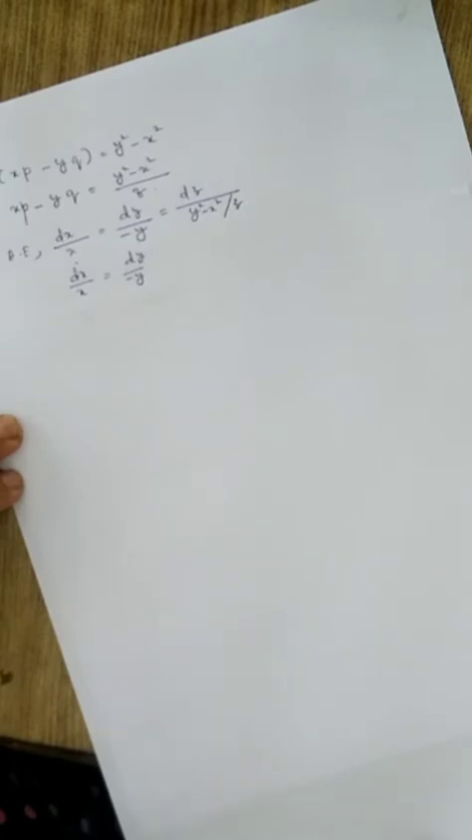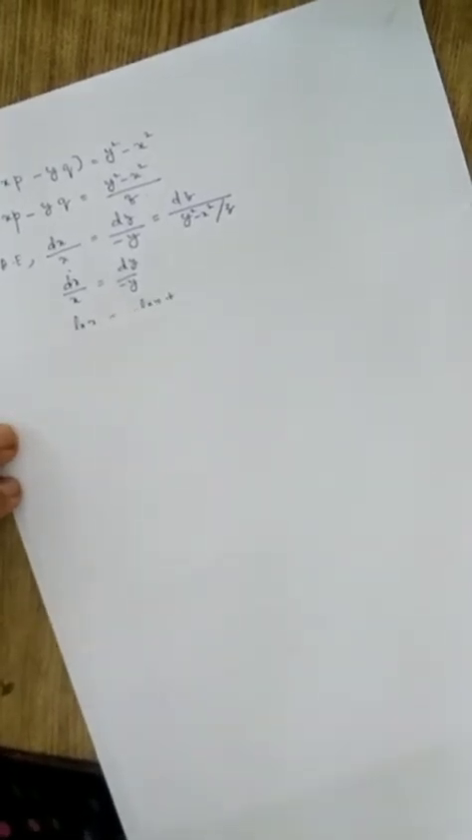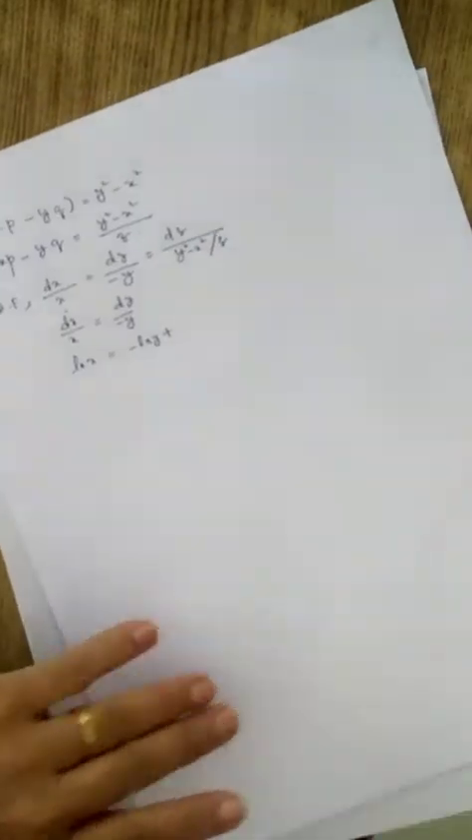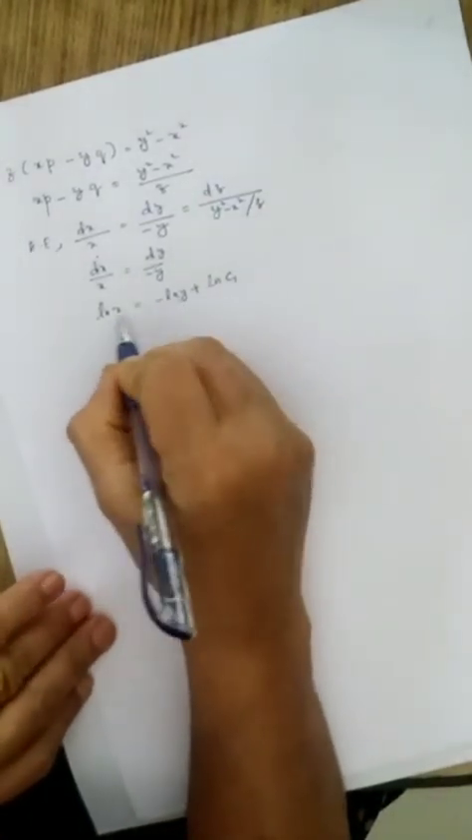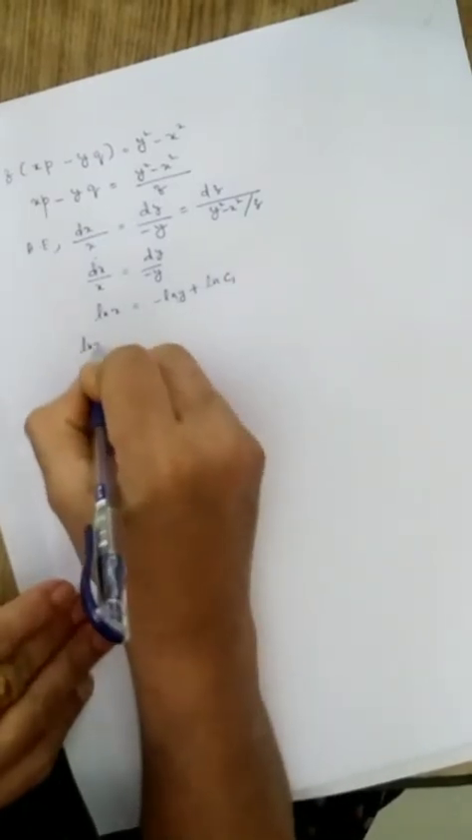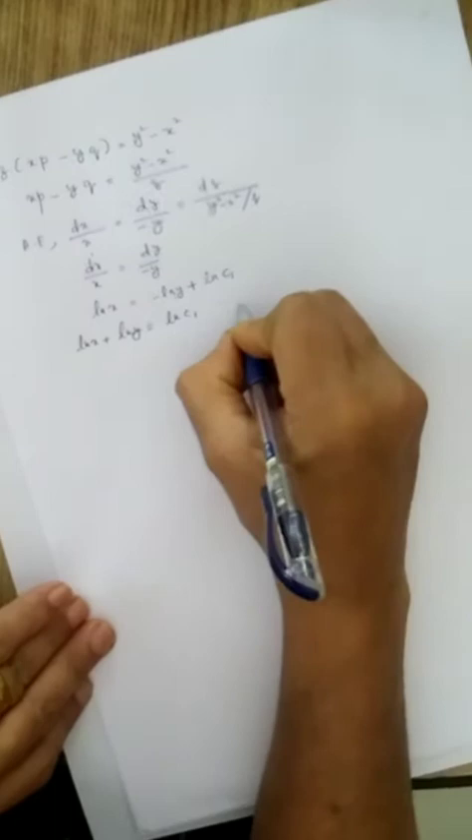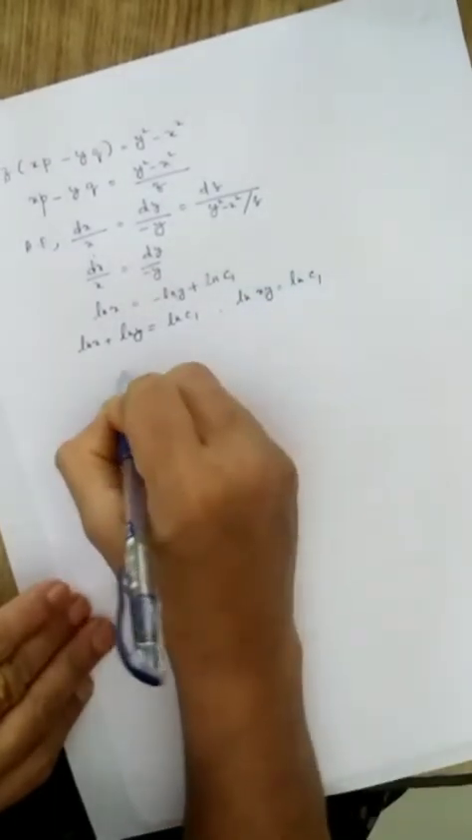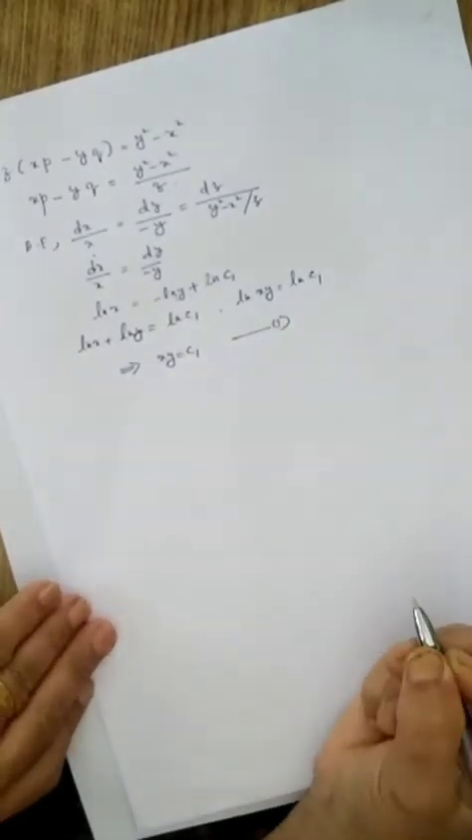It can be solved. So integrating, we get the left side is log x equal to, the right side becomes minus log y plus the constant of integration. That constant is taken as log c1. Now taking minus ln y to the left side, we have ln x plus ln y equal to ln c1, which implies log x into y equal to log c1, which implies xy equal to c1. So this is the first part of the solution.